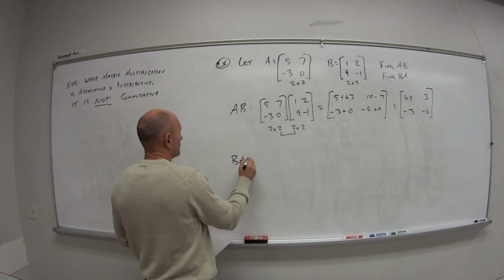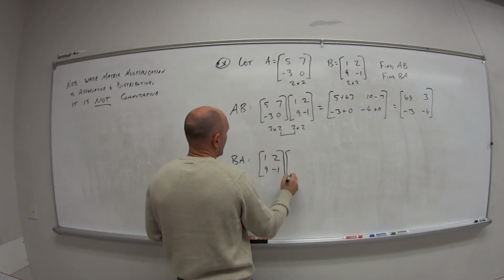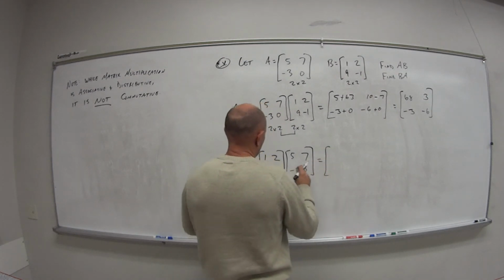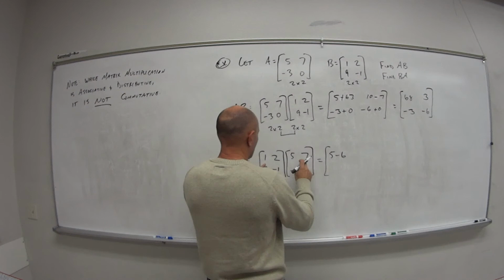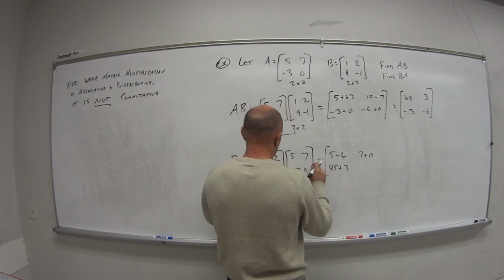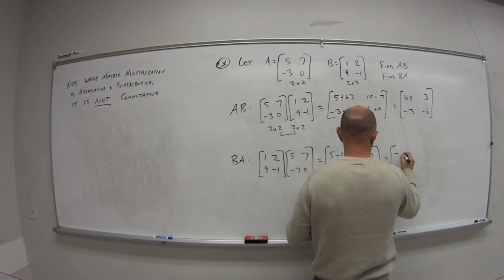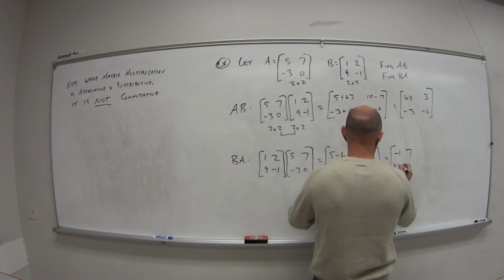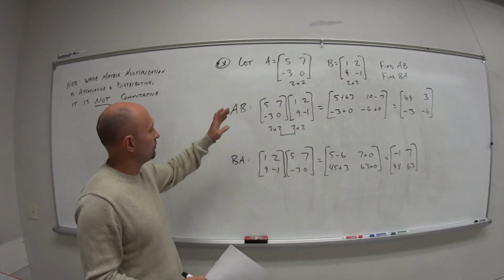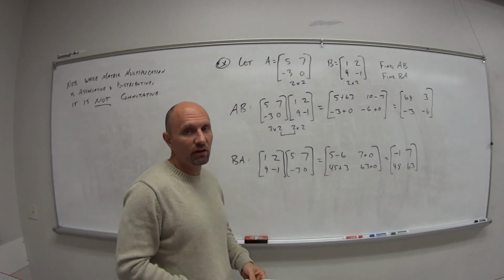How about B times A? So I'm switching them. So now B is 1, 2, 9, negative 1. A is 5, 7, negative 3, 0. Same process. So 5 minus 6, 7 plus 0, 45 plus 3, and 63 plus 0. So that gives you what? It gives you negative 1, 7, 48, and 63. So even though we could do multiplication A times B or B times A, we didn't get the same results. So there you can see again, commutative, not the case with matrices.